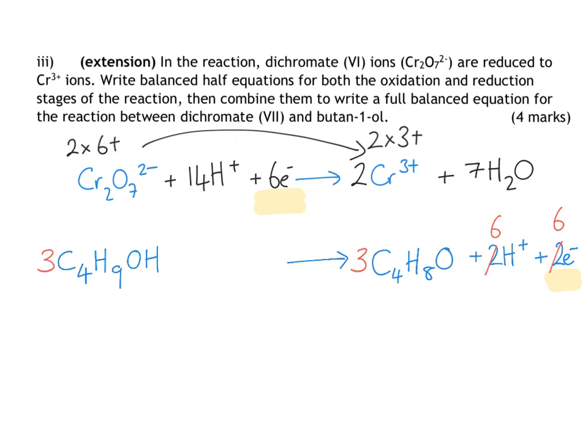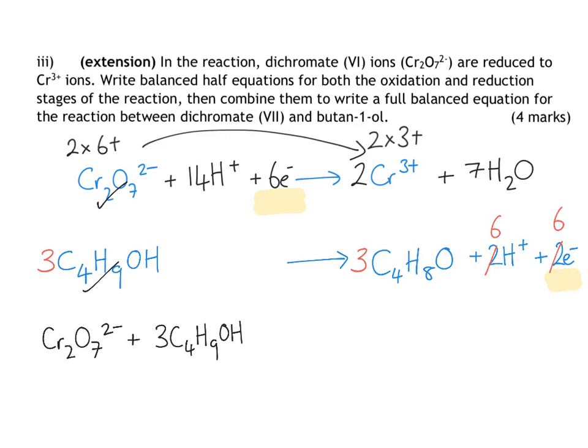Adding all of that up, I will get Cr2O7 2 minus. I'm just going to add, so I've done that bit, tick it off. I'm going to add my 3 molecules of butan-1-ol, tick that off. What else have I got on the left?